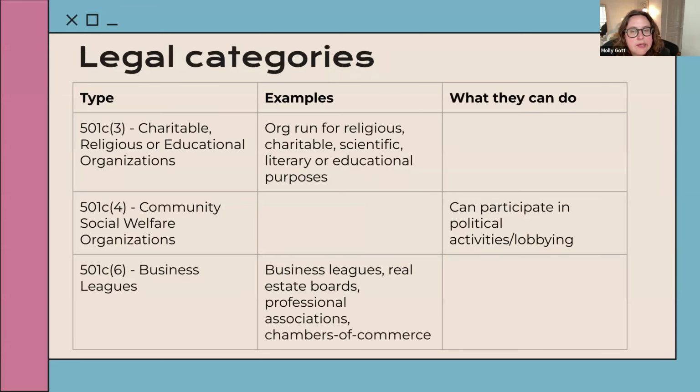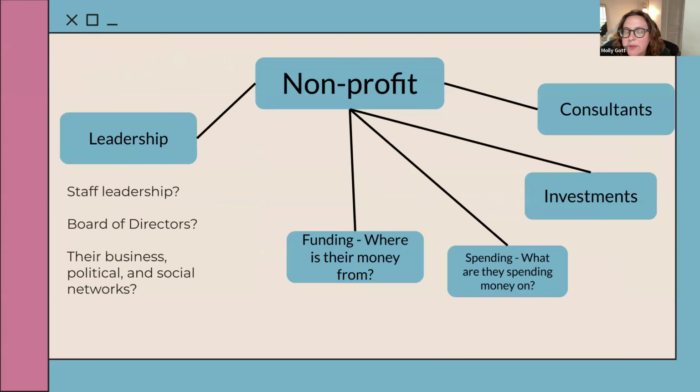I'm going to skip this for now. Lauren, I'm going to hand it to you in a second, and you're going to take us through the go-to source for looking at these nonprofits.